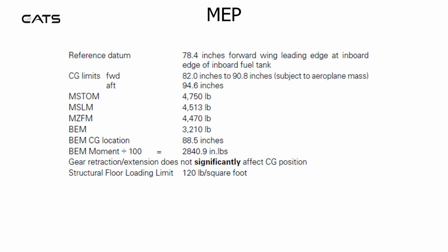This results in a basic empty mass moment divided by 100 of 2,840.9 inch-pounds. Gear retraction extension does not significantly affect CG position. Structural floor loading limit is 120 pounds per square foot.